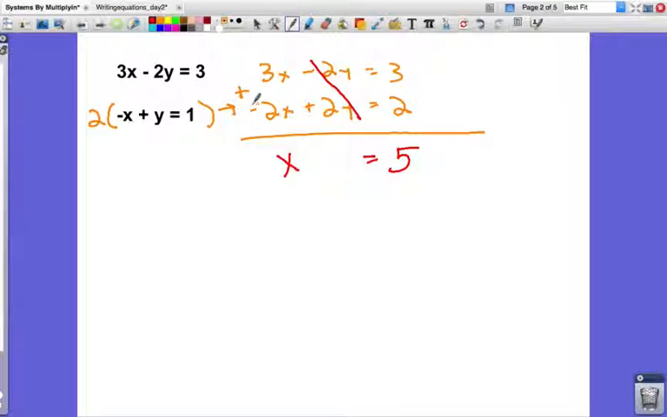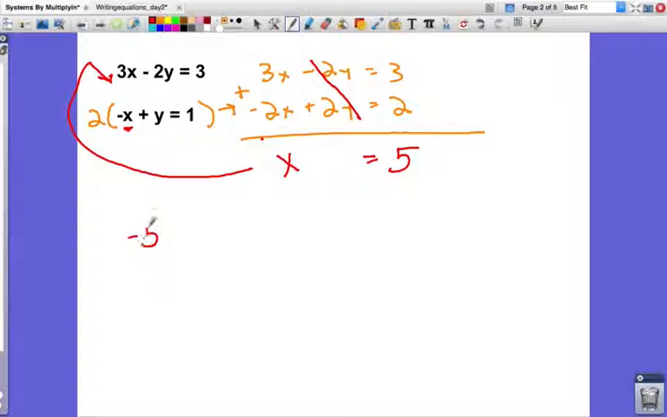Just like that, I've already solved for one of my variables, and now we do the same thing we've been doing this whole time. We take our x, plug it back into one of our original equations, and then solve for y. I can substitute it into this original equation, I can substitute it into this equation that we changed after we multiplied it by 2, or I can substitute it into this original equation. I'm going to substitute it in here because I think this is going to be the easiest to work with.